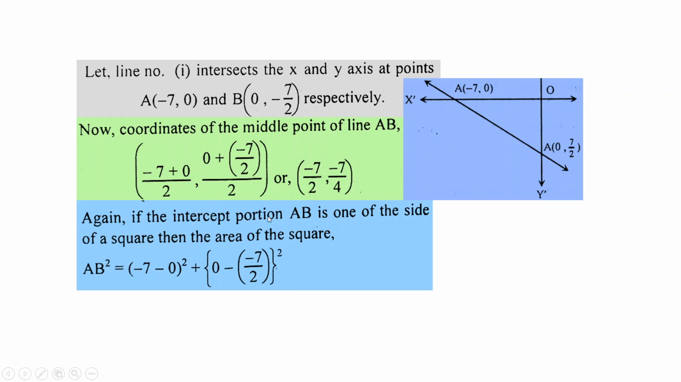Again, the intercepted portion AB is one of the sides of a square, so the area of the square is AB squared, equal to (minus 7 minus 0) squared plus (0 minus minus 7 by 2) squared. After calculation, we get 49 plus 49 by 4 equal to 245 by 4. That means 61 and 1 by 4 square units, which is our required answer.